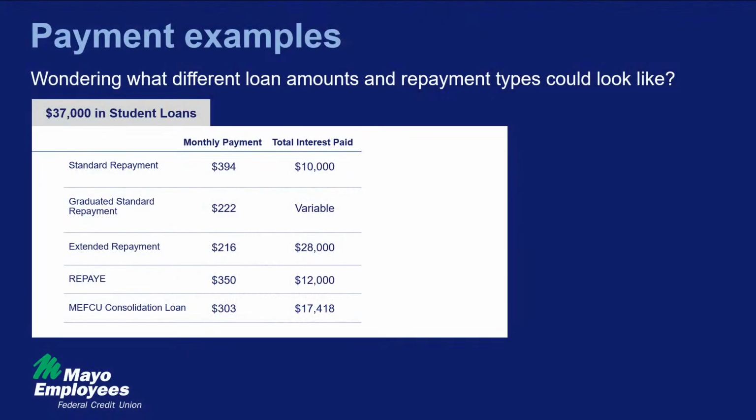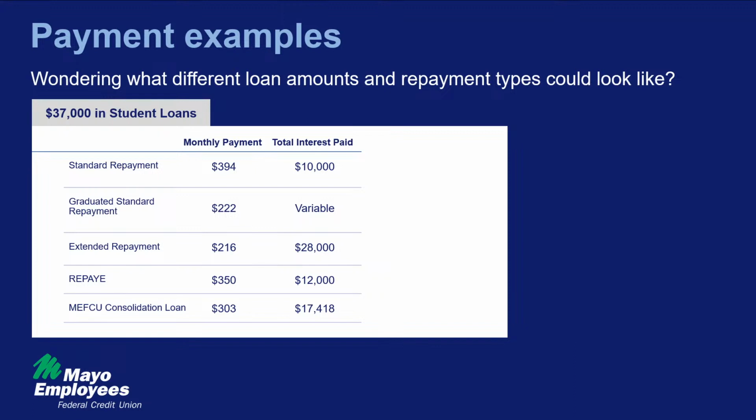So, payment examples. Wondering what different loan amounts or repayment types look like? For example, this is based off $37,000 in student loans, and a standard repayment program will have you pay $394 per month with a total interest paid of $10,000. In a graduated repayment program, you're looking at $222 per month, and then the interest is going to be variable because you're going to start out smaller, the payment will be smaller, and it goes up as you go, so it's harder to calculate the total interest paid.